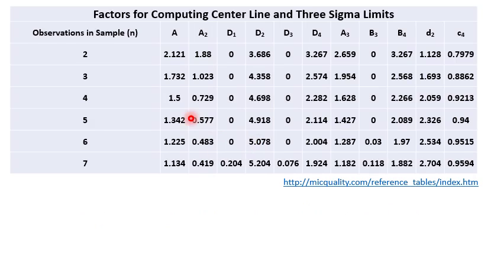So this is the table. Generally you can find it in the appendix of the book, or you can directly find it on the internet. There are various links. I use this link, and this is the table of factors for computing, like A2, which we use in the formula, and D3 and D4, which we use in the formula.